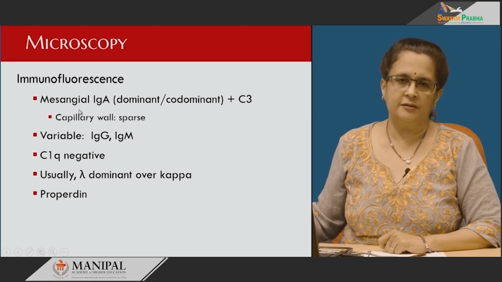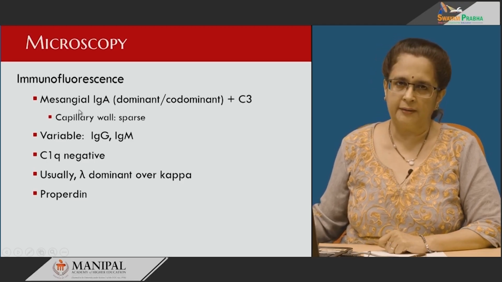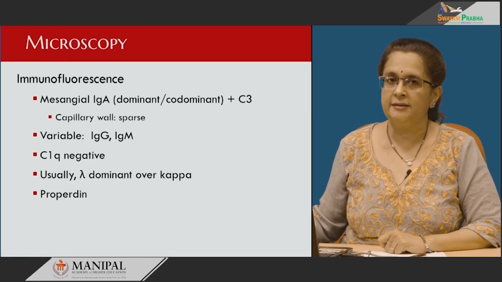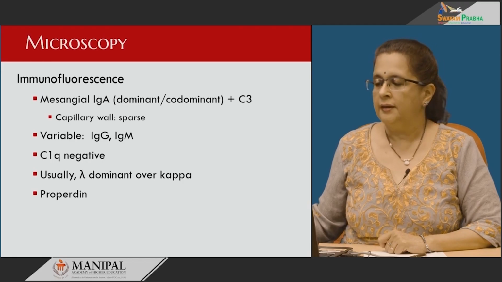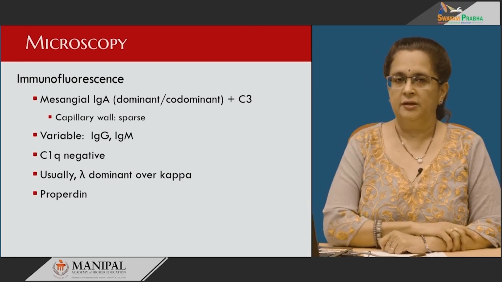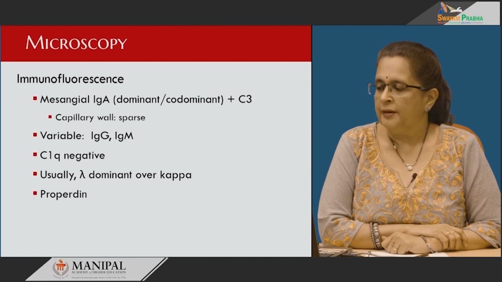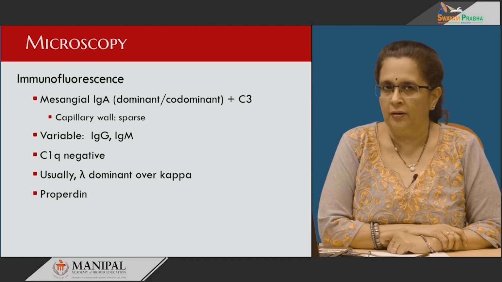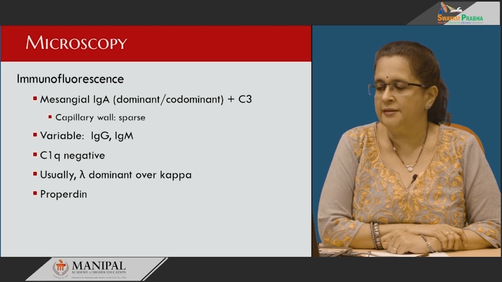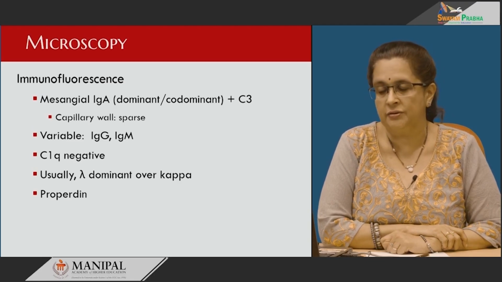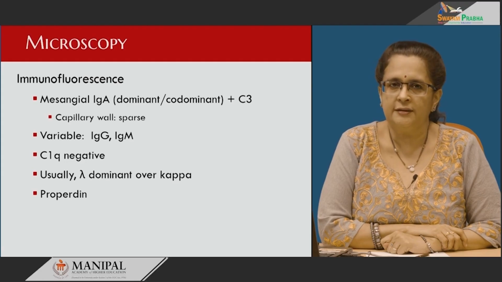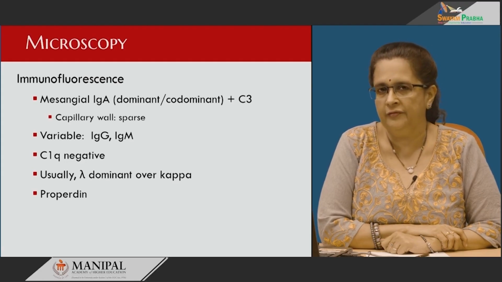So, on immunofluorescence, the predominant pattern is deposition of IgA, most important, in the mesangial region. So, it is the dominant pattern. So, IgA dominant along with C3. So, if IgA and C3 are present to the similar extent, then it is known as codominant. It is mostly seen in the mesangium, but rarely it can affect the capillary walls also.